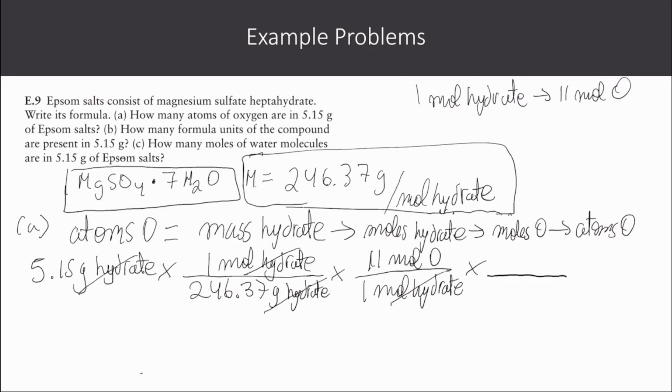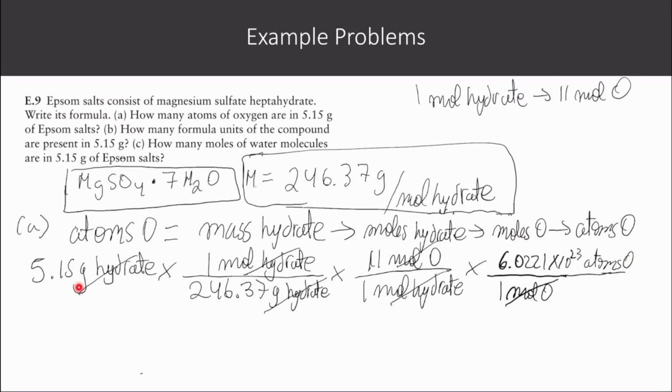Finally, we need to go from moles of oxygen to atoms of oxygen. So to do that, we just need Avogadro's number. So for every mole of oxygen, we get 6.0221 times 10 to the 23rd atoms of oxygen. And the units of mole of oxygen cancel out. So we have atoms of oxygen units on the top.